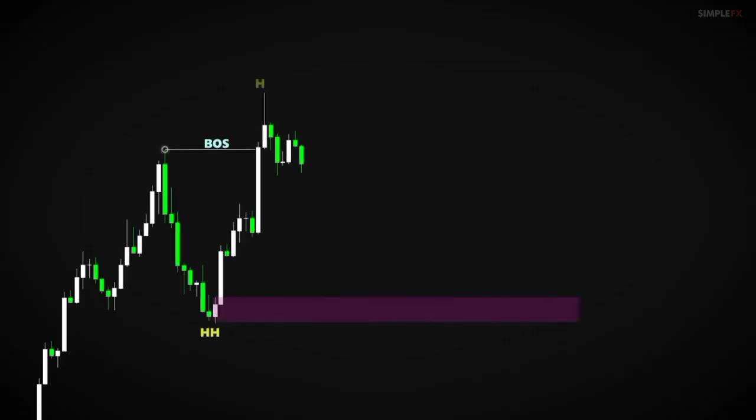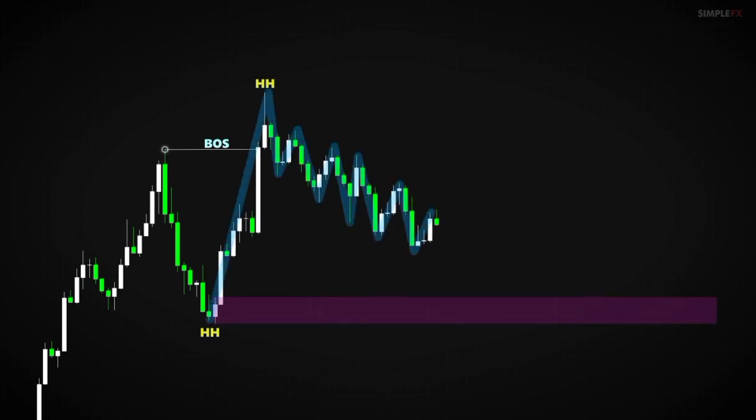Let's take a simple uptrend as an example. Price is moving higher, forming higher highs and higher lows. Then it pulls back and forms a nice little bullish flag. Looks great, right? Most retail traders think this is a perfect breakout setup, so they buy just above the flag and place their stop loss below the recent low.